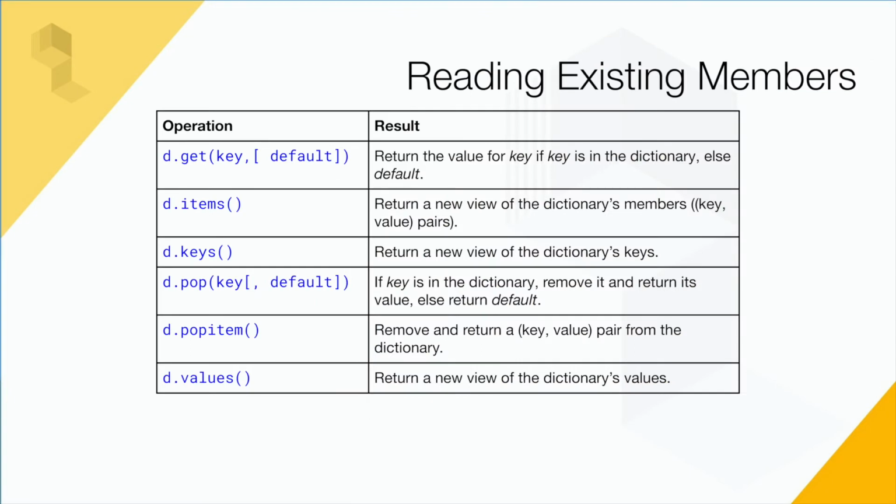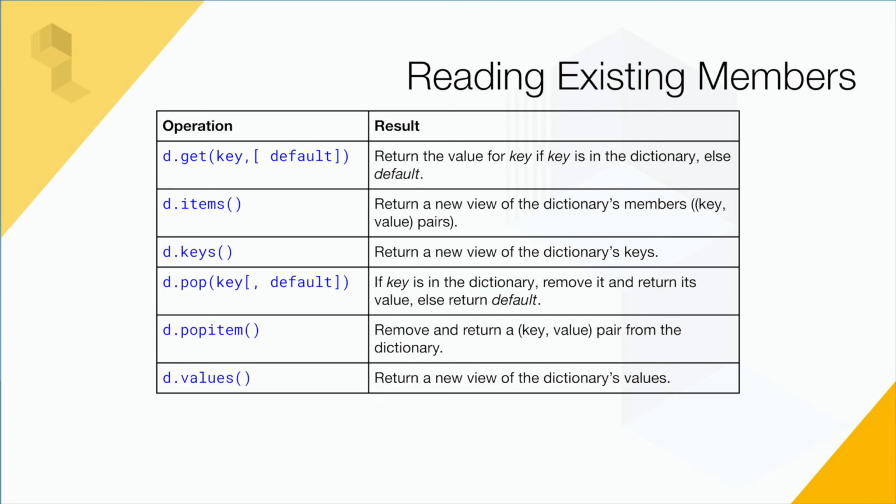Reading existing members. The table below shows how we can read existing members from a dictionary. The get method can take an argument default, and it returns the value for key if key is in the dictionary, else it will return default. Items returns a new view of the dictionary's members. Keys returns a new view of the dictionary's keys. Pop: if the key is in the dictionary, it removes it and returns its value, else it returns default. Popitem will remove and return a key-value pair from the dictionary. And values returns a new view of the dictionary's values.